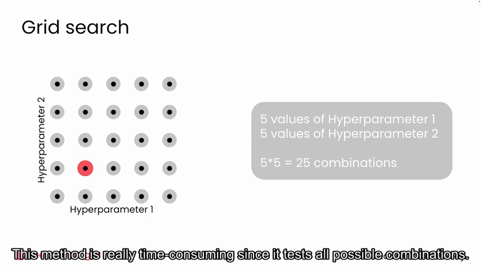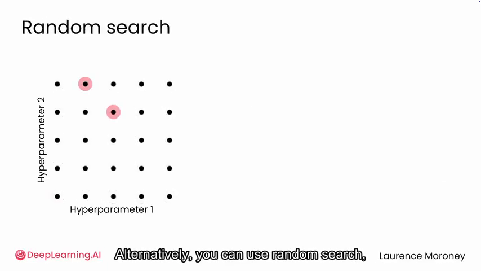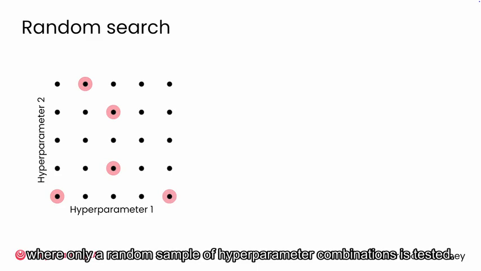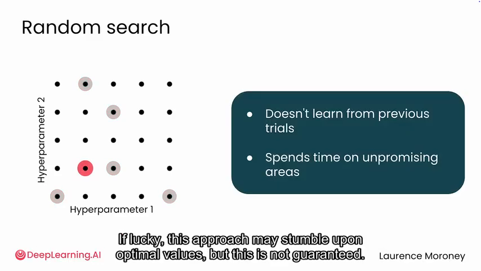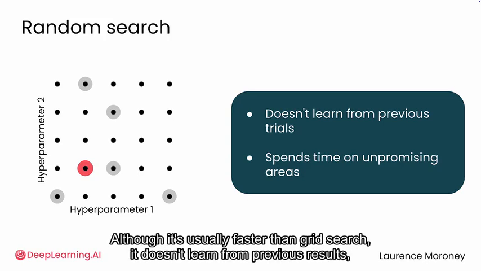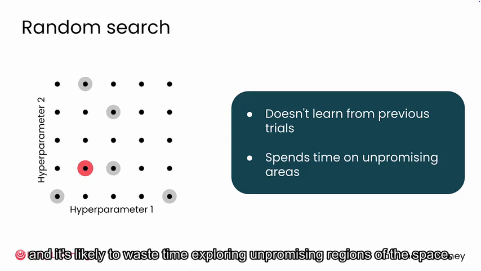This method is really time-consuming since it tests all possible combinations. Alternatively, you can use random search, where only a random sample of hyperparameter combinations is tested. If lucky, this approach may stumble upon optimal values, but this is not guaranteed. Although it's usually faster than grid search, it doesn't learn from previous results, and it's likely to waste time exploring unpromising regions of the space.